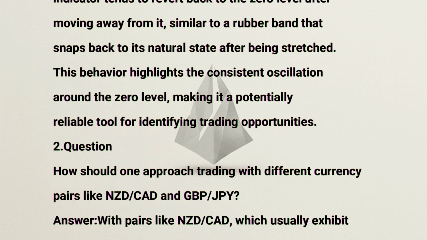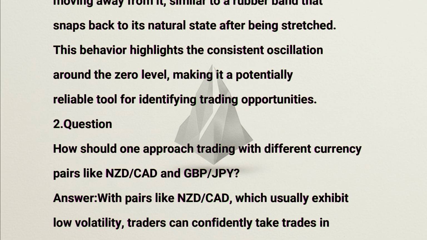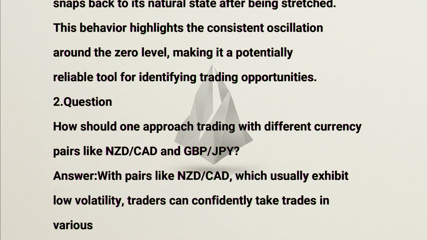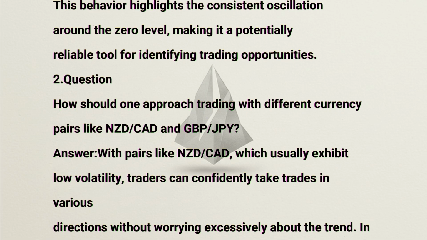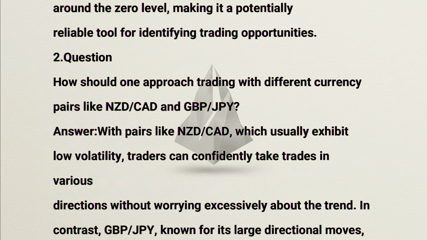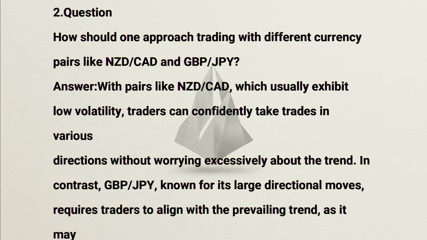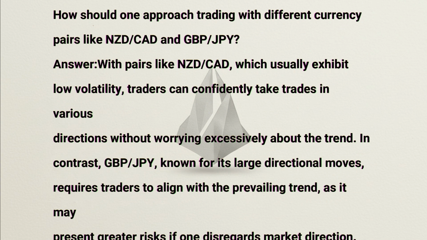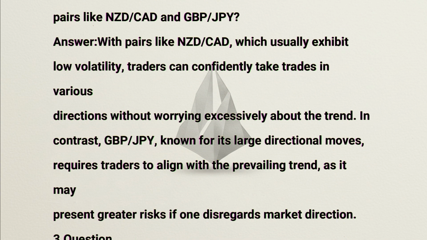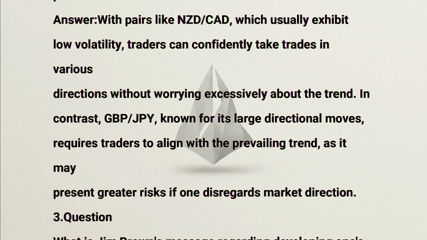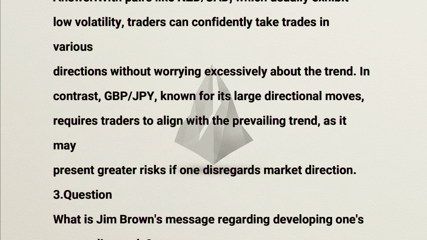2. Question. How should one approach trading with different currency pairs like NZD/CAD and pounds sterling to Japanese yen? Answer. With pairs like NZD/CAD, which usually exhibit low volatility, traders can confidently take trades in various directions without worrying excessively about the trend.